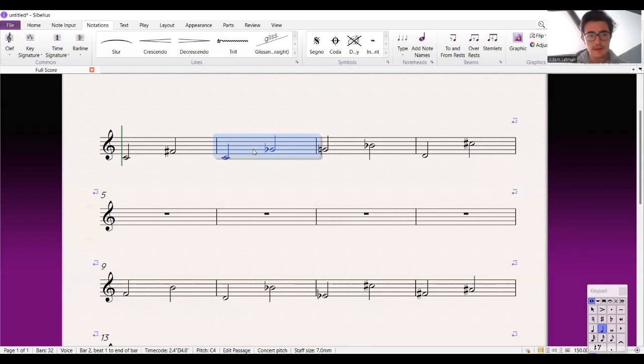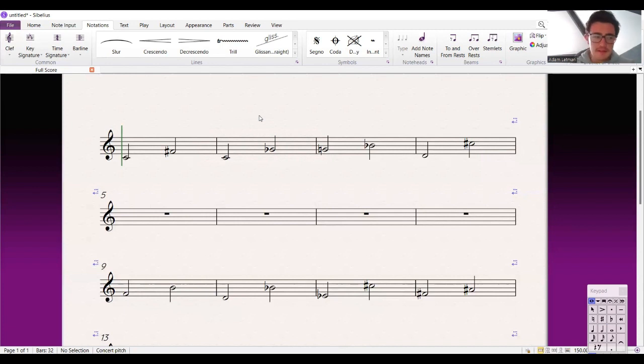Very important to remember. Now, there's another thing that's unique about these two in particular. An augmented fourth and a diminished fifth create something called a tritone. Now, a tritone is 3 whole tones, or 6 semitones, if you want to refer to it like that.